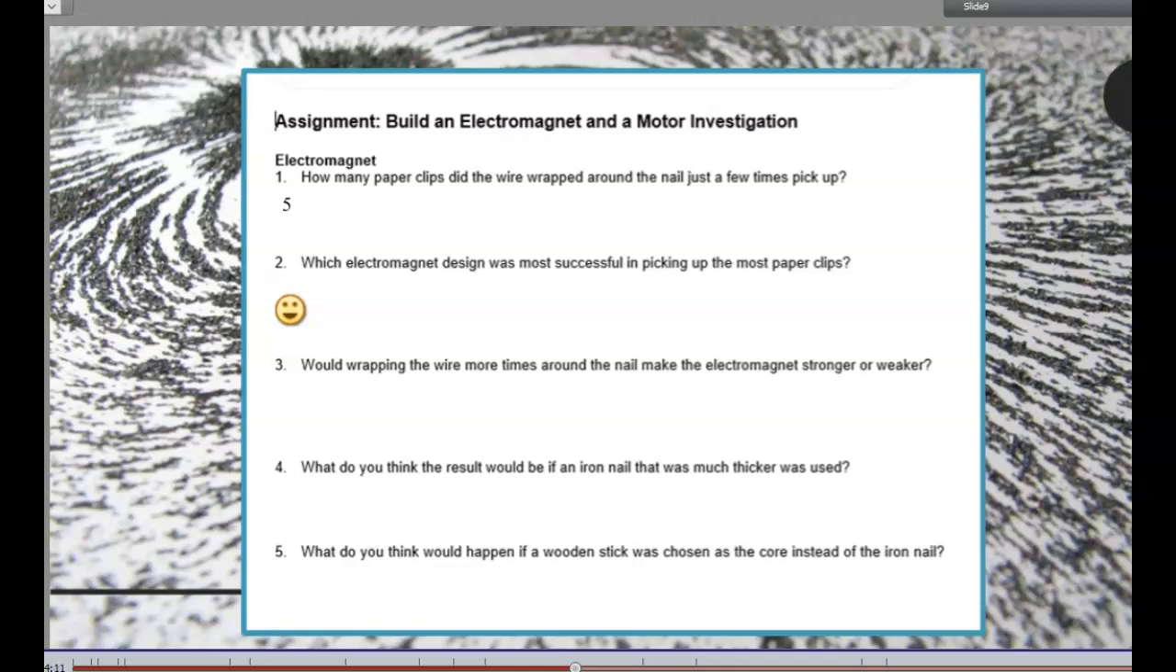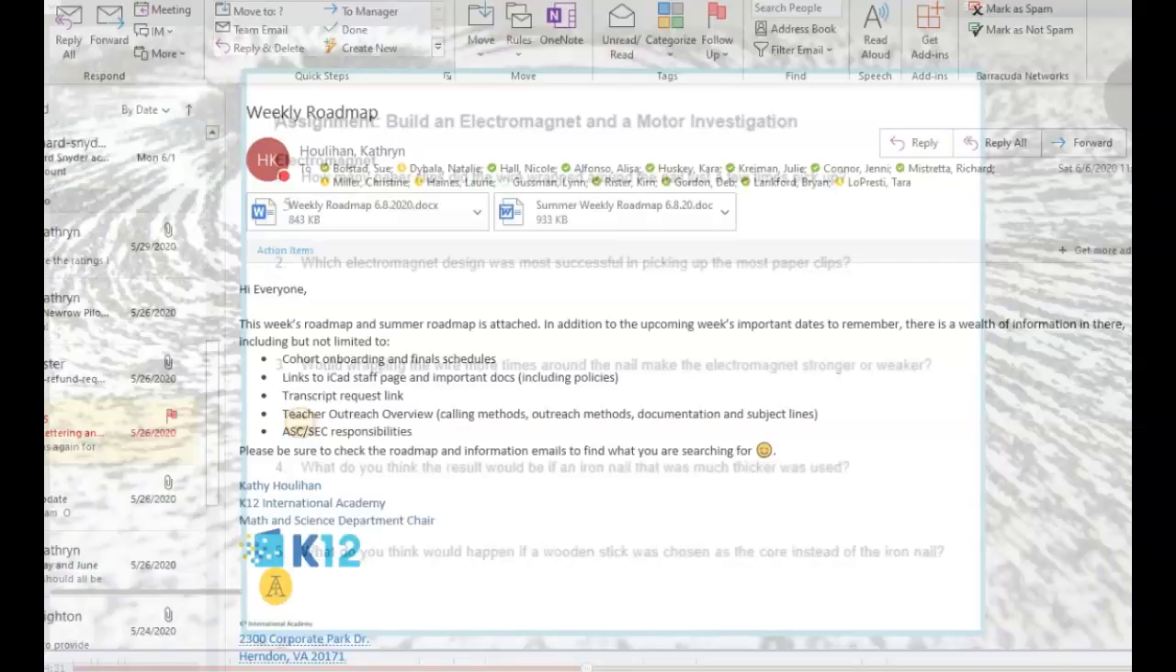All right, so moving to number 3. Would wrapping the wire more times around the nail make it stronger or weaker? So you guys should know this one easily. Yes, it's going to be stronger because you've got more electricity flowing there. So good job.